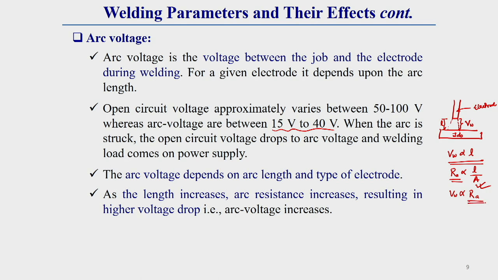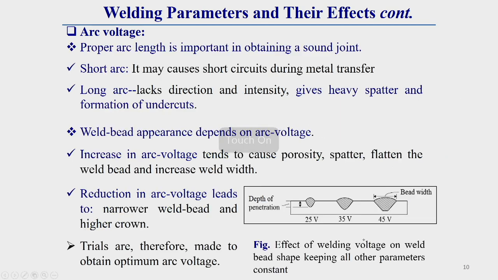One thing you keep in mind: welding voltage or arc voltage is generally proportional to arc length. As the length increases, arc resistance increases, resulting in a higher voltage drop, that is, higher arc voltage. Now we will see the effect of arc voltage. The main effect of arc voltage is on bead geometry.